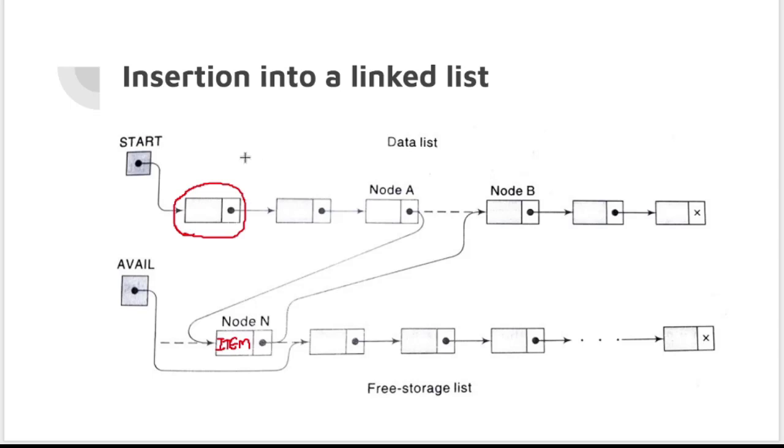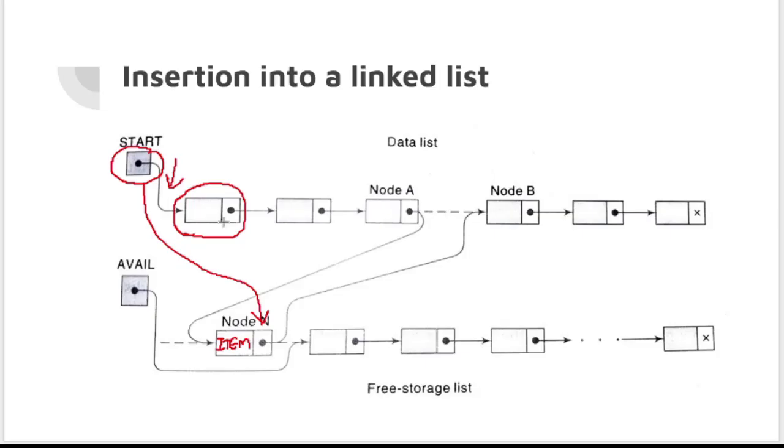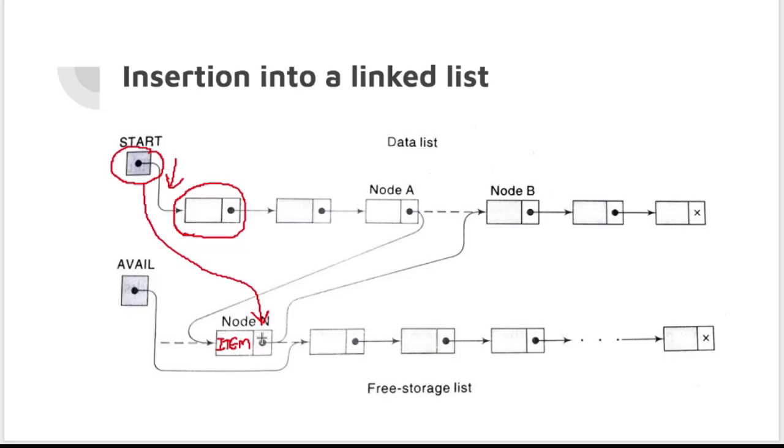Now we want to insert the node n at the first location. So we will pick the address in start and we will put it into the next pointer of the newly created node. So in start we have the location of first node of the actual linked list. We want to insert the new item, the new node from avail list, onto this. We have inserted it and we have updated the avail list.